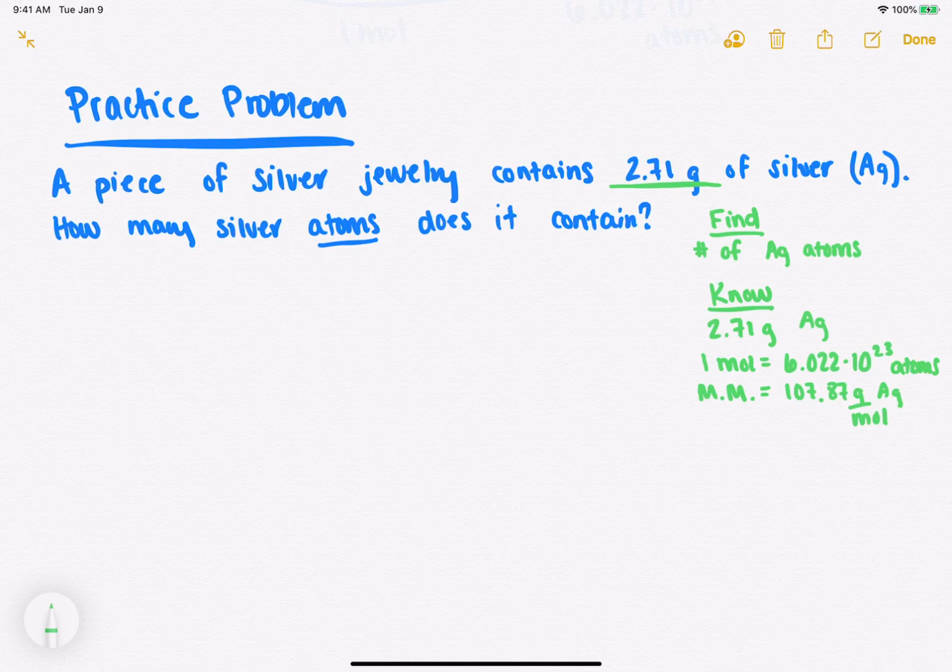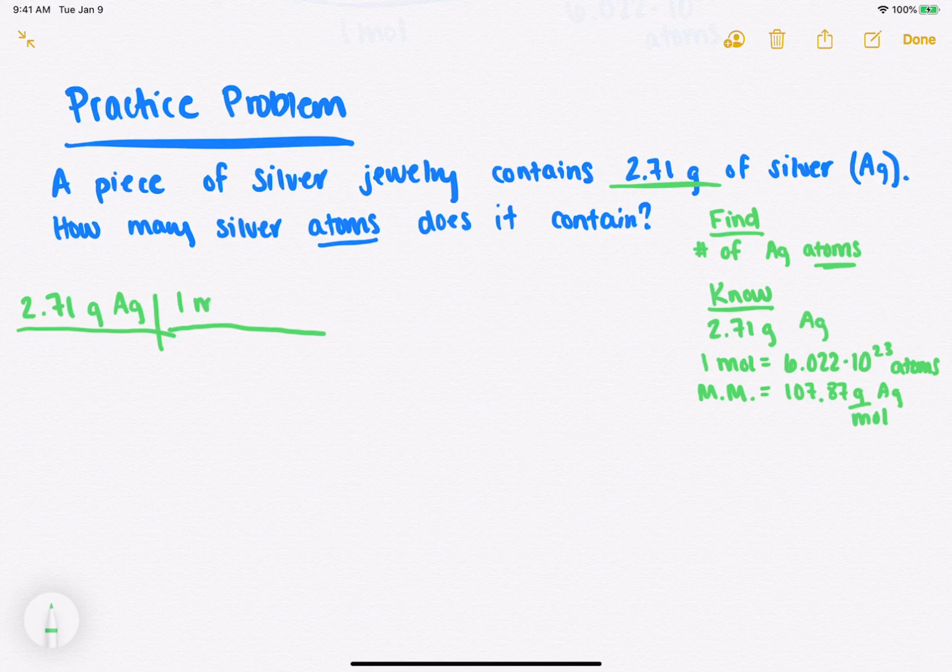So here's our strategy. We're going to start with the info that we know. So we know we were given 2.71 grams of silver. You definitely want to start with the unit. If possible, you want to start with the unit that isn't a fraction. It just makes the problem a lot easier to solve. So we have 2.71 grams of silver. And we know we can't get directly to atoms. We're trying to find atoms, but we can't get there yet. We have to convert to moles first.